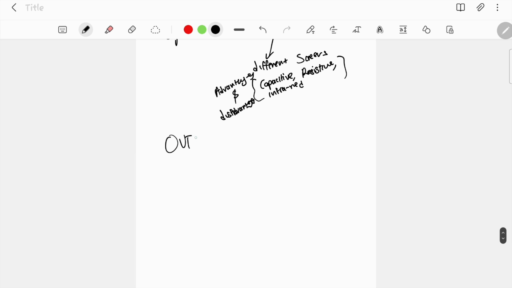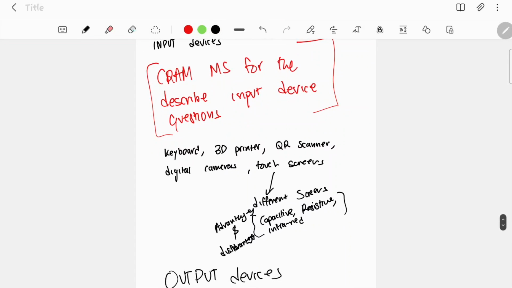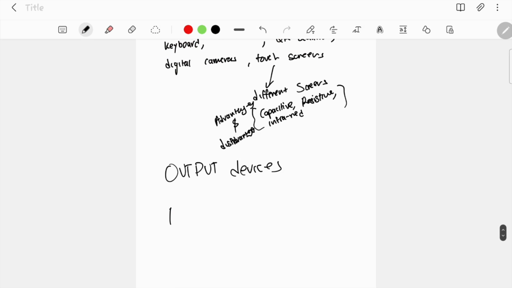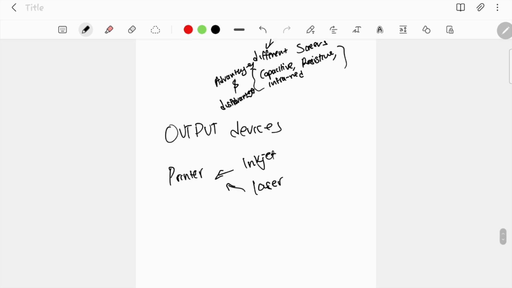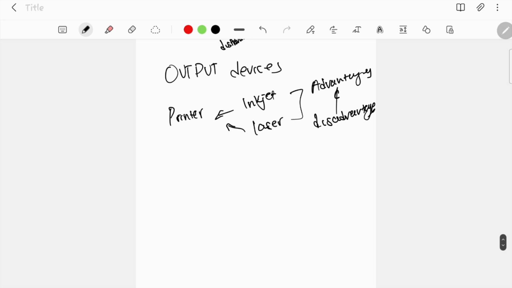Now also look at output devices. Now I know within input devices I mentioned 3D printer, so I'm going to remove it. So output devices, here we'll have printer, and in printers we have inkjet. So know the difference between inkjet and laser printers, you need to know the differences. So here we have advantages and disadvantages, and so on and so forth.